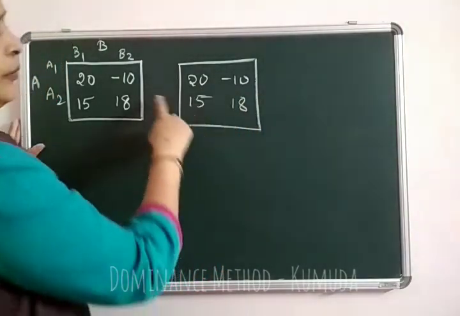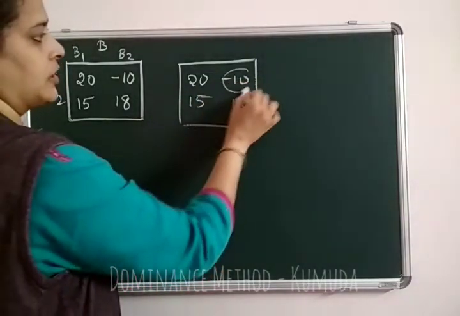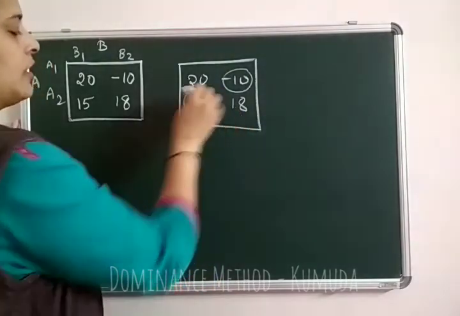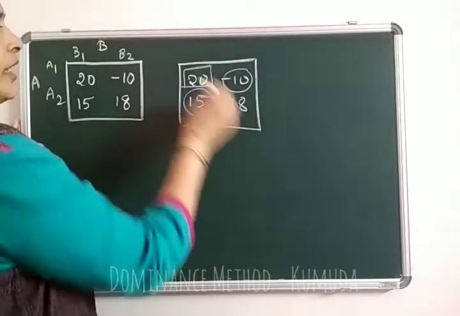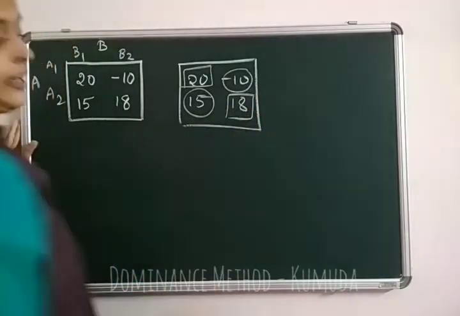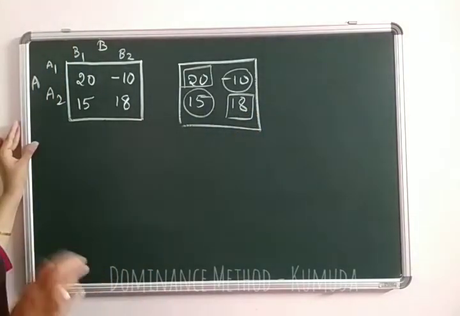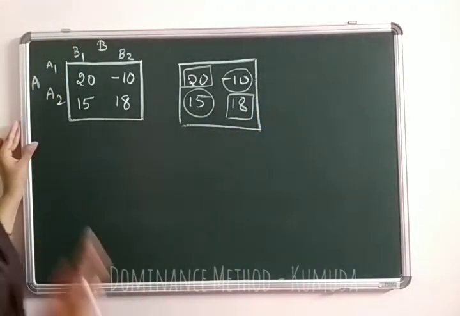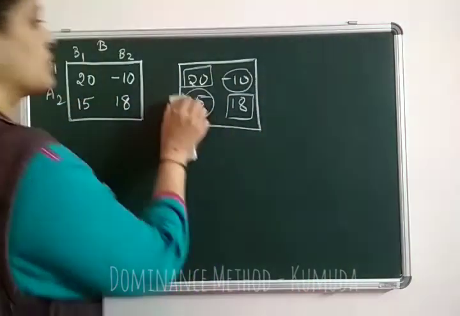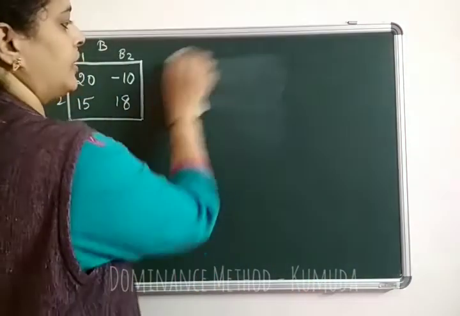Now according to saddle point, search for the least element, put a circle. Find the highest, put a rectangle. Again, we can see that there is no circle and rectangle at the same place. That means there is no saddle point existing. So what we have to do is directly try to apply the odds method.